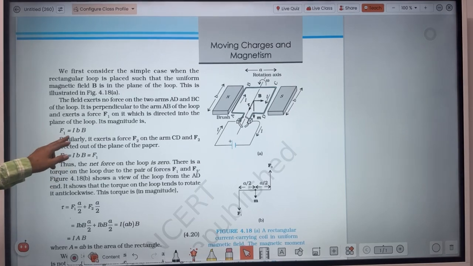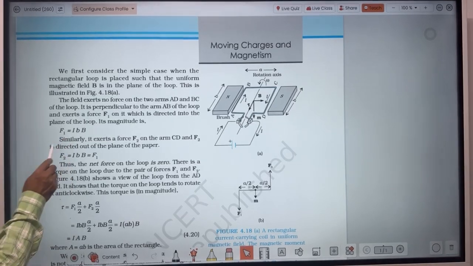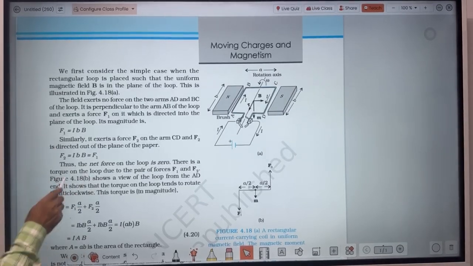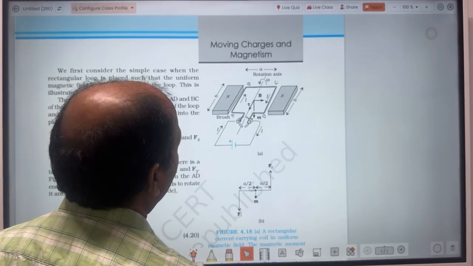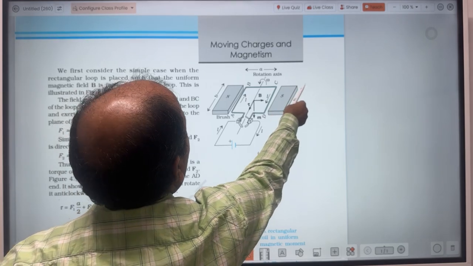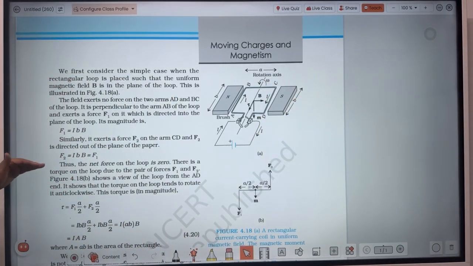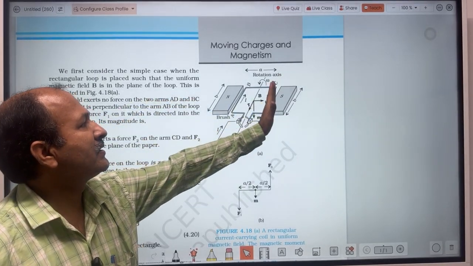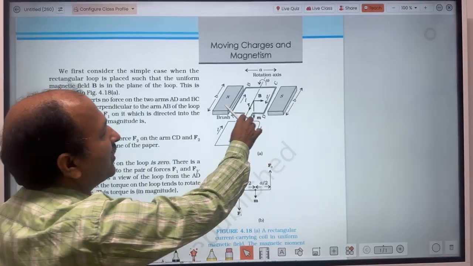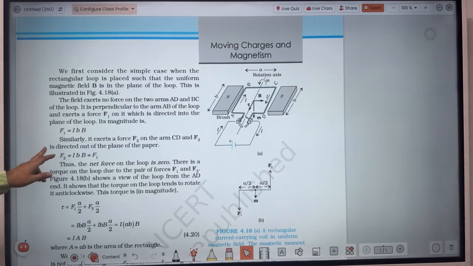Perpendicular means theta will be 90 degrees. So BIL. What is current? Current is I, magnetic field is B, and the length is the separation here, which is b. So the side length is given. It's b, right? And this is a. So we are taking force times perpendicular distance. Force is like this and perpendicular distance is the distance between the two arms. So F1 equals BIb.